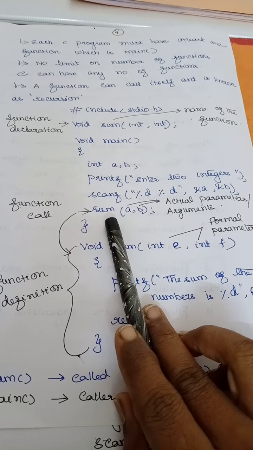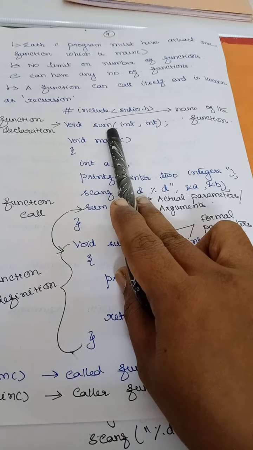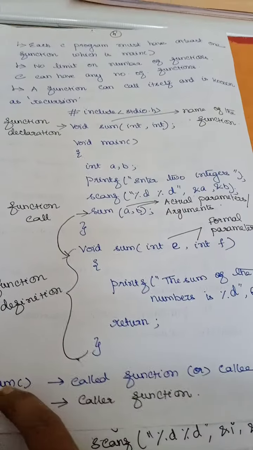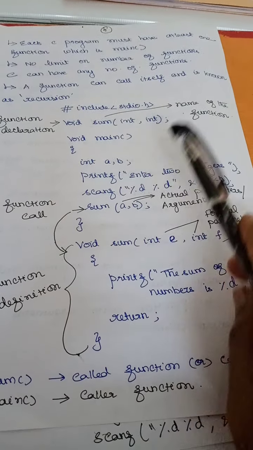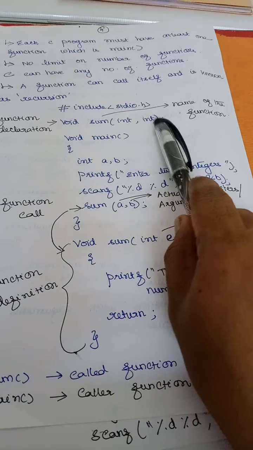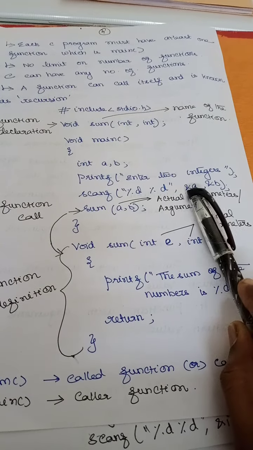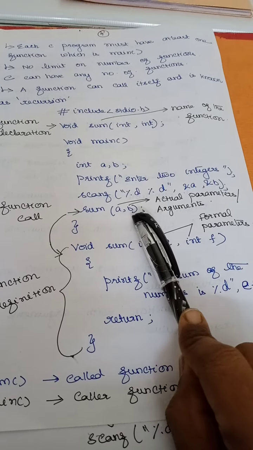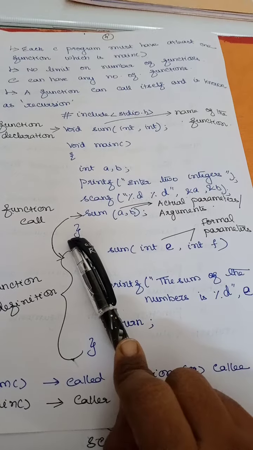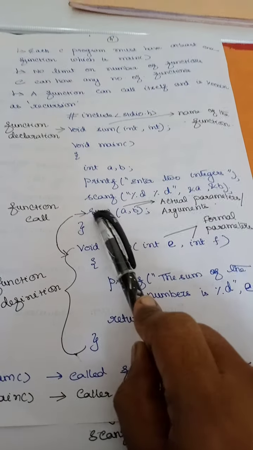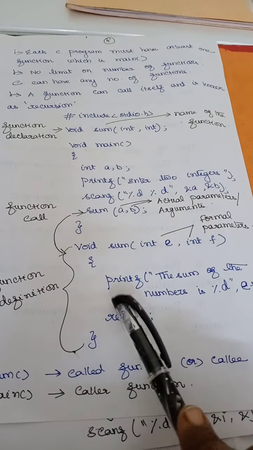So I am reading two integer values, ampersand a, ampersand b. Now I am calling the function. What is my function here? Sum. So sum is going to take two parameters, I have specified int comma int. So I am going to pass a and b, and then I am closing here. Is that clear? Now the control will be transferred to sum.